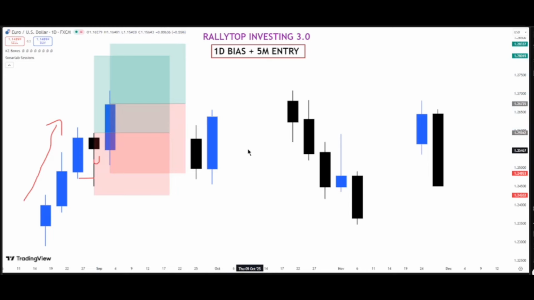Let's get to the second pattern now. This is the engulfing candle, and we all know. So the same way, if you want to take it, you need to take it from this candle. If you mark this candle, you take it.